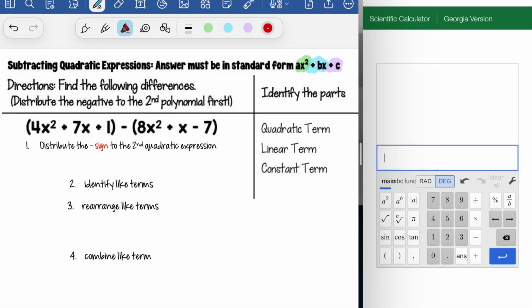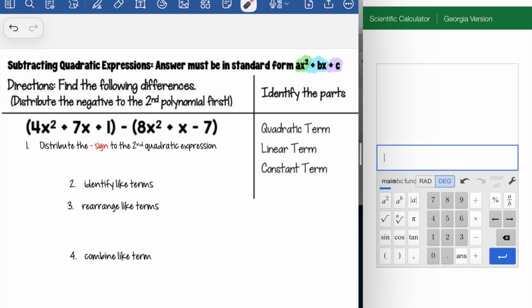All right, y'all. Now we're moving into subtracting quadratic expressions. This is a continuation of what we just did with adding. Most of the steps are going to feel familiar, and just like before, our final answer must be written in standard form. Ax squared plus bx plus c.